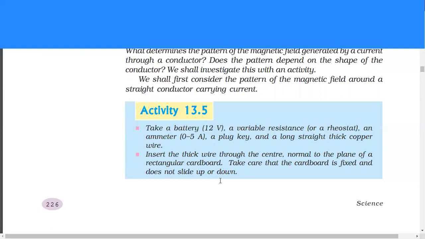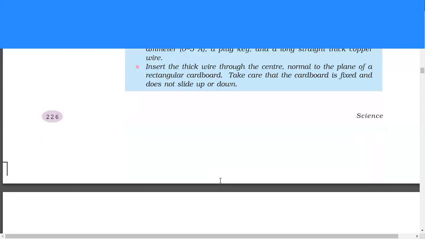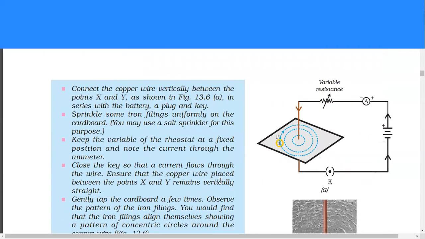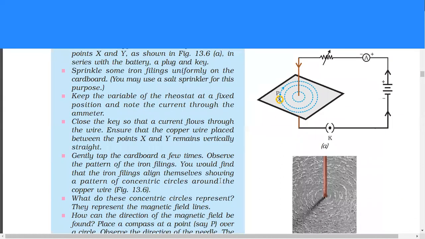Activity 13.5. Take a battery, a variable resistance, an ammeter, a plug key, and a long, straight, thick copper wire. Insert the thick wire through the center, normal to the plane of a rectangular cardboard. Take care that the cardboard is fixed and does not slide up or down. Connect the copper wire vertically between the points X and Y as shown in figure 13.6a in series with the battery, a plug, and key.